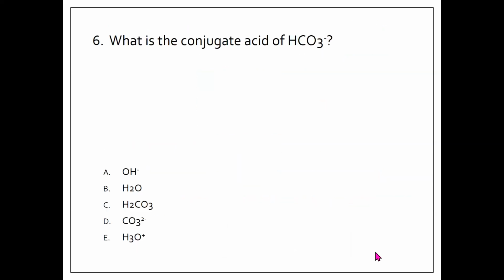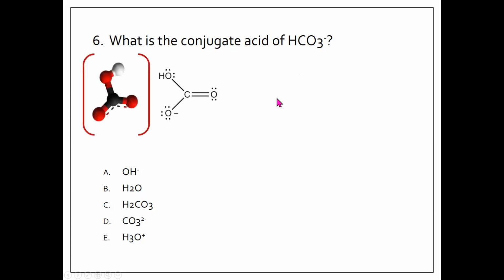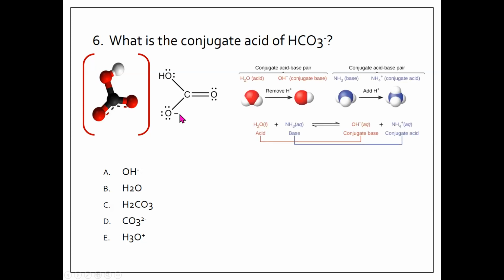And in question 6, we're asked, what is the conjugate acid of the bicarbonate ion, HCO3 minus. If we're looking for the conjugate acid, this must be the conjugate base. And remember, conjugate acids and bases only differ by a proton. So this is the structure of the HCO3 minus. If this is the conjugate base and we want to know the conjugate acid, we need to add another proton to that. Remember, in a conjugate acid base pair, if this is the acid, this is the base with the proton removed.